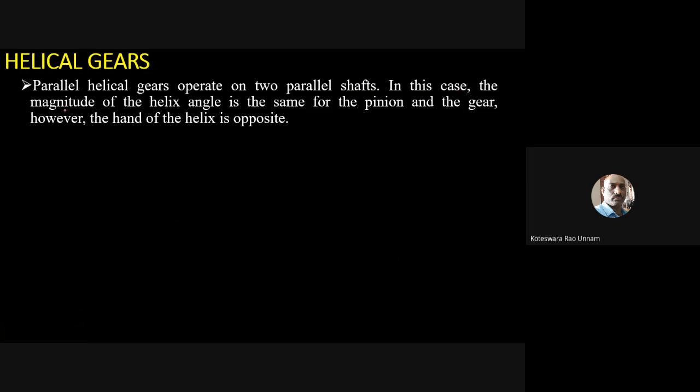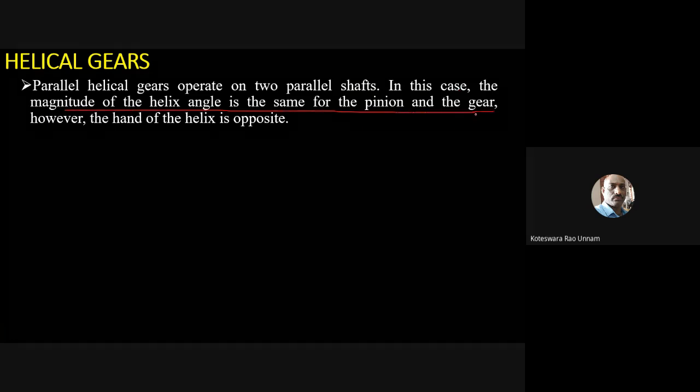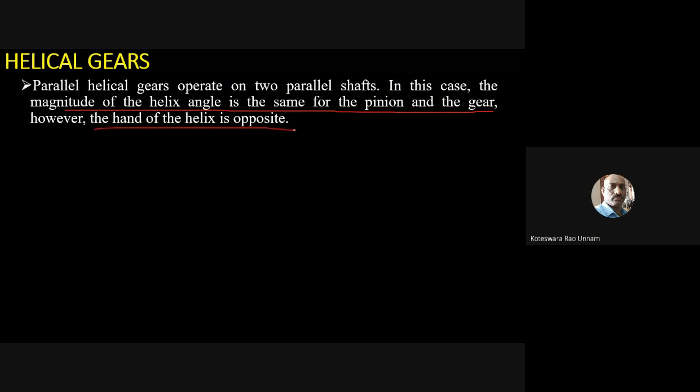In this case, the magnitude of the helix angle is the same for the pinion and gear. However, the hand of helix is opposite. So what is the meaning of this? When you want to mesh two helical gears, the helix angle should be the same. Helix angle, generally we use the symbol psi. So the helix angle for both the gears, that is both pinion as well as gear, should be the same. Then only you can mesh one helical gear with another helical gear. So this is the first point you need to remember. That means I cannot have two different helix angles on pinion and gear.